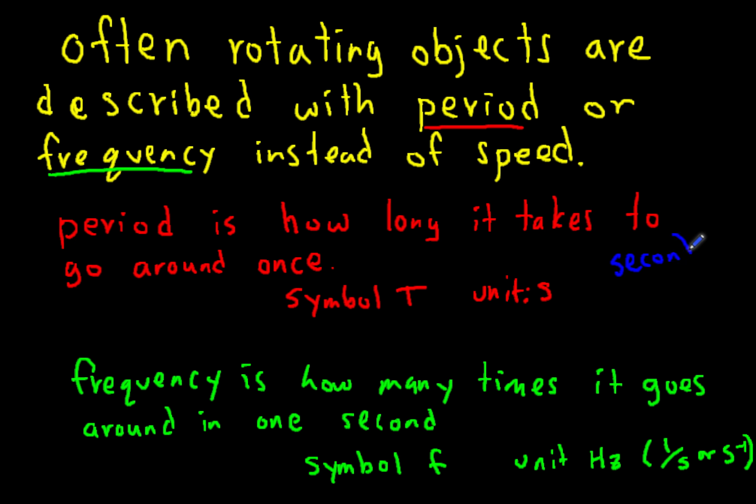Period is calculated by dividing seconds by how many cycles it goes. Frequency is calculated by dividing the number of cycles that it goes by the number of seconds it took to go that many cycles.